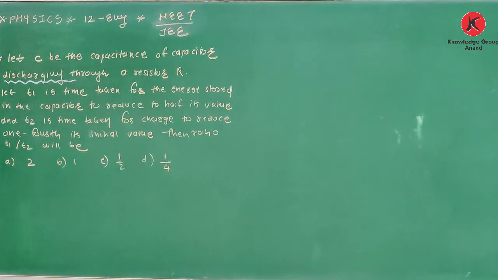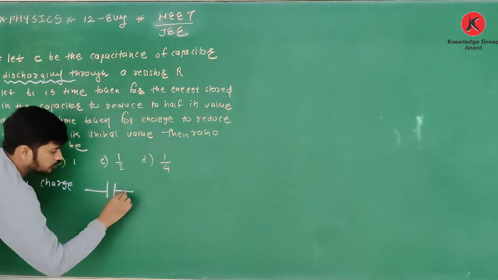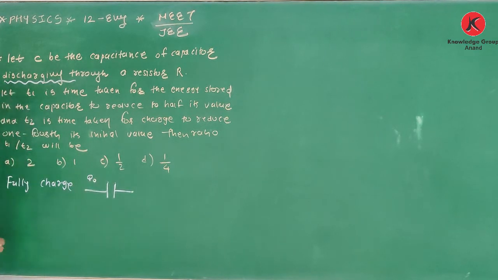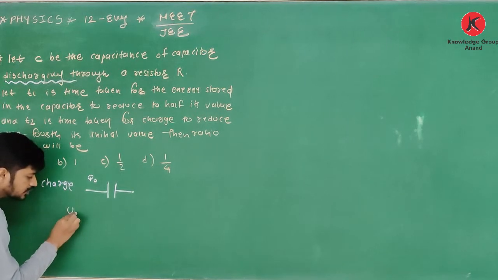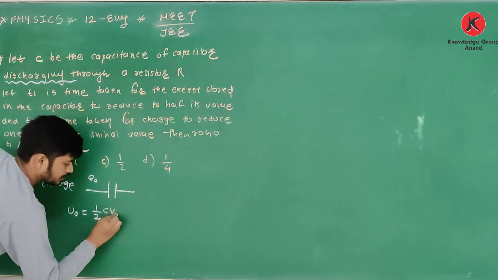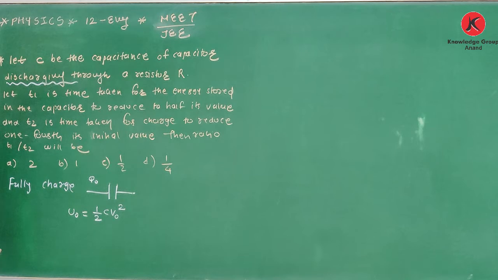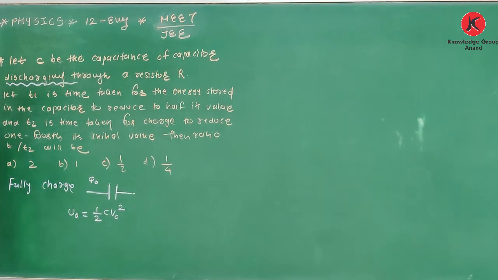See, the capacitor C is discharging, meaning initially it is fully charged. If the capacitor is fully charged, the charge on it is Q0, and its initial energy U0 is equal to half C V0 square. Yes or no? Yes, U0 is equal to half CV0 square. Simple.